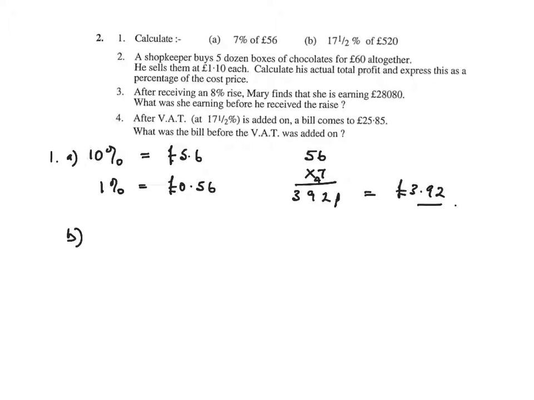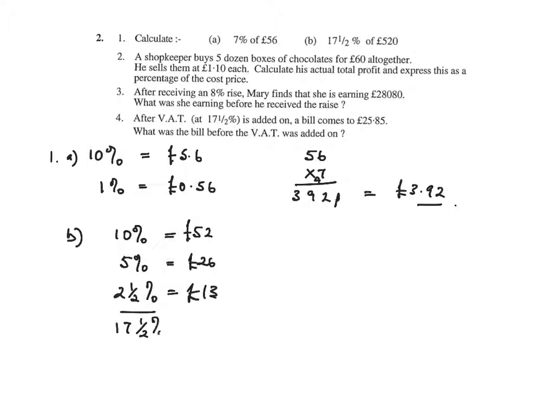Part B, 10% is £52. 5% is half of 10%, which is £26, and 2.5% is half of 5%, and that's £13. If I add these together, that gives me 17.5%. 3 and 6 is 9, and 2 is 11. Put down 1, carry 1. 1, 2, 3, 4, 5 gives us £91.